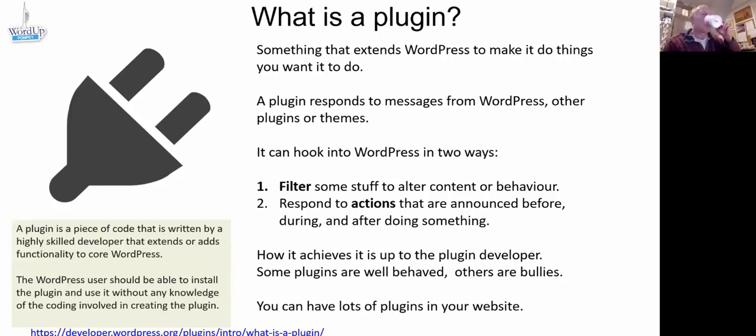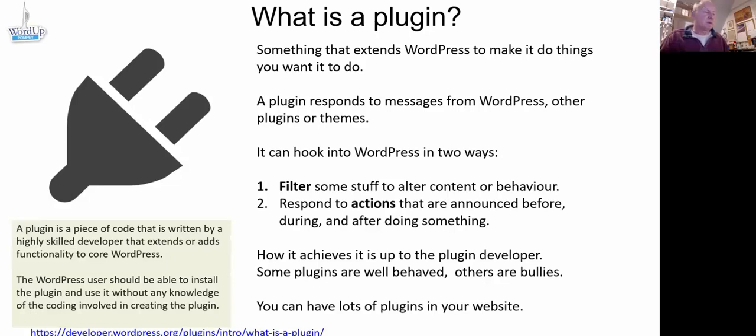A plugin is a piece of code that is written by a highly skilled developer that extends or adds functionality to core WordPress. The WordPress user should be able to install the plugin and use it without any knowledge of the coding involved in creating the plugin. And I think that's nice, the fact that you should be able to use the plugin without knowing how it works. Unfortunately, if you try to write a plugin without knowing how it works, then you should probably not be releasing it to anybody, because if you don't know how your code works, how could you possibly fix it?